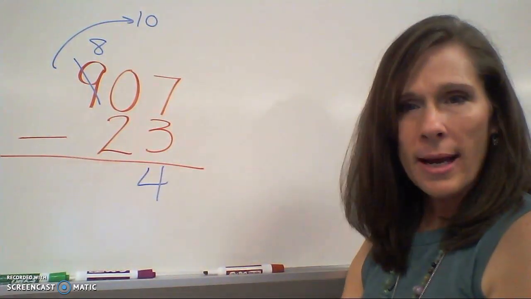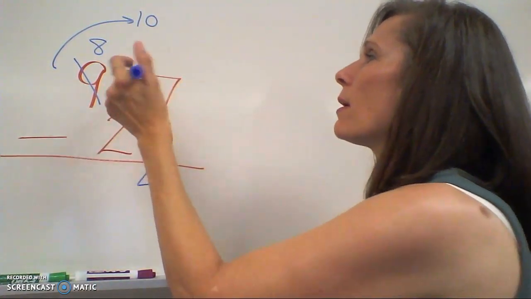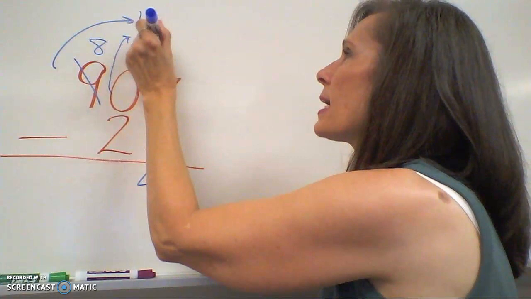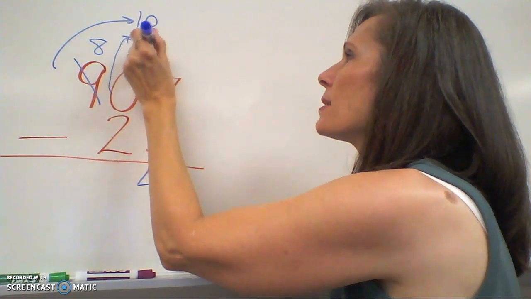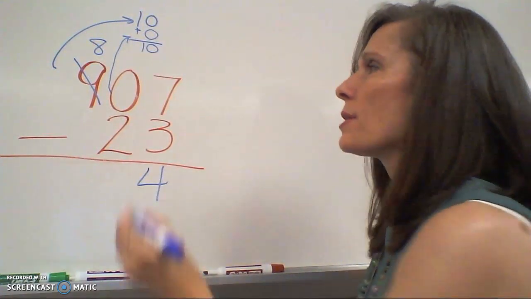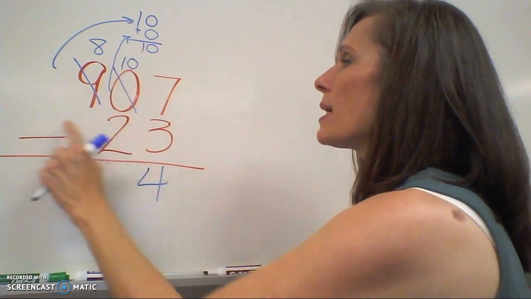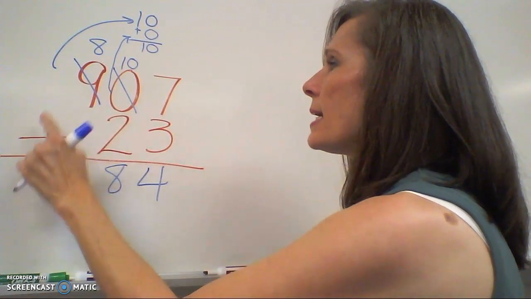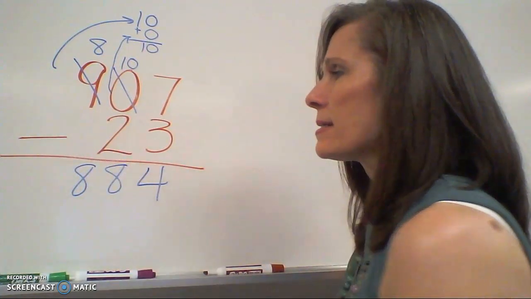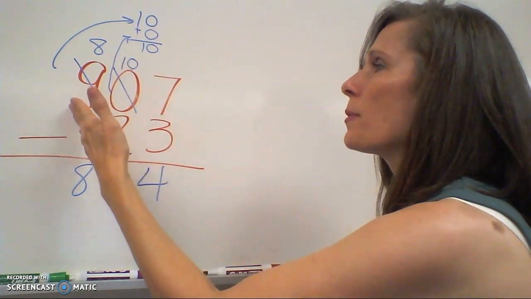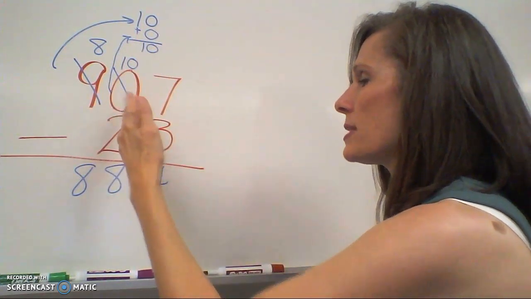Well, which number asks for the set of 10? The 0. So the 0 gets together with the set of 10, and 10 plus 0 equals 10. So now my 0 is a 10. So 10 take away 2 equals 8, and 8 take away nothing is 8. Okay, so this time we're borrowing from the hundreds place to the tens place.